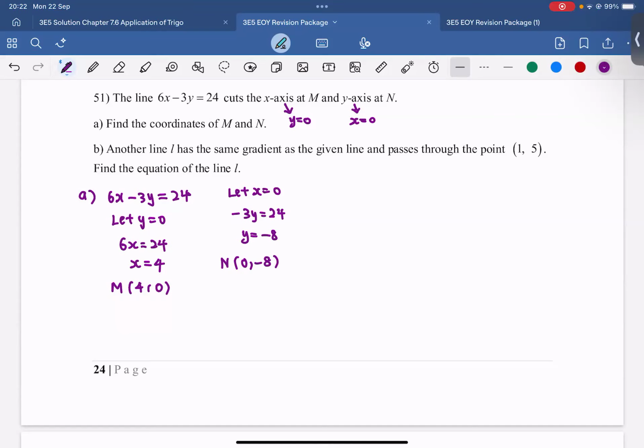Okay, so part B. Another line that has the same gradient as the given line. This given line refers to this, your 6x minus 3y equals to 24, and passes through here. Find the equation of the line. So the equation of the new line is y equals mx plus c. We need to find the m and find the c. So how do we find the m? We know it's parallel to this line. So how do we find the gradient of this line? Anyone?